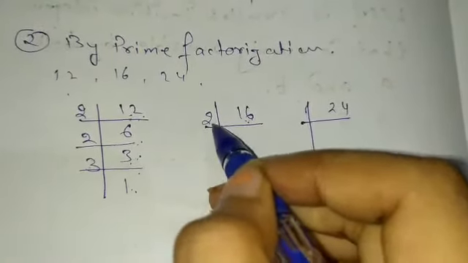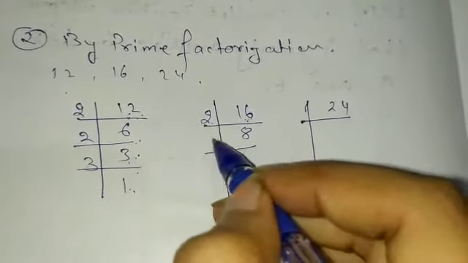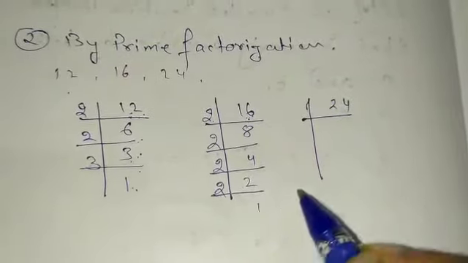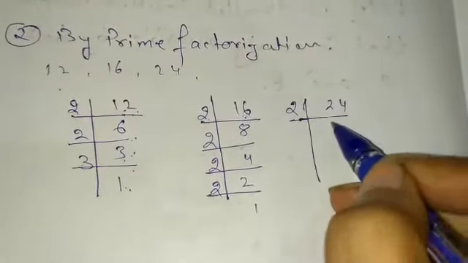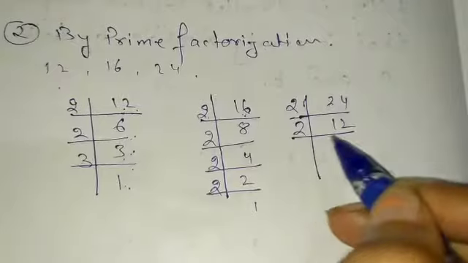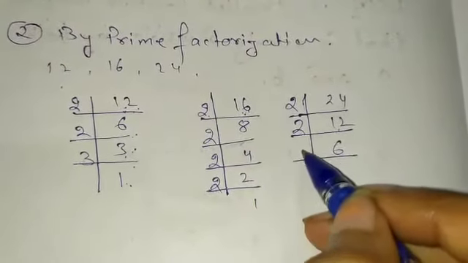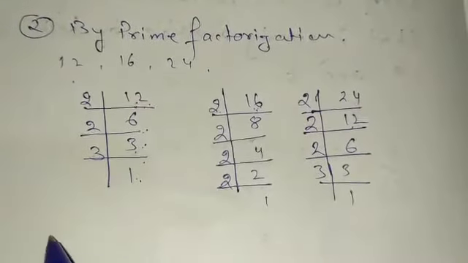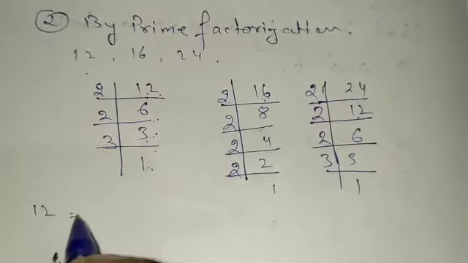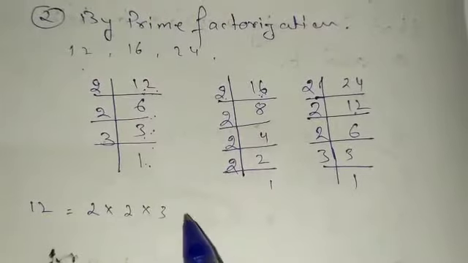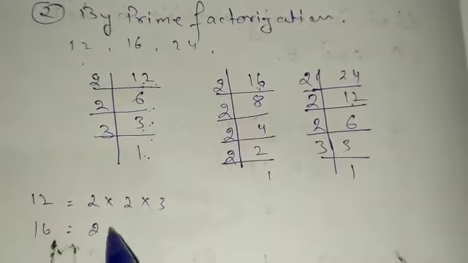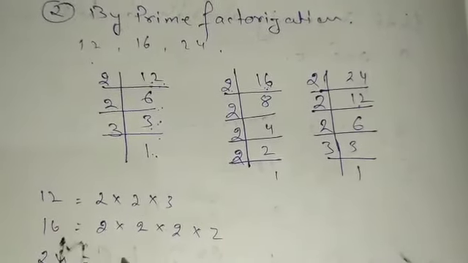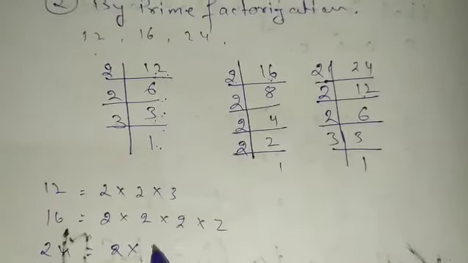Similarly, in 16, 2 8s are 16, 2 4s are 8, 2 2s are 4 and 2 1s are 2. In 24, 2 12s are 24, 2 6s are 12, 2 3s are 6 and 3 1s are 3. Now, the factors of 12 are 2 into 2 into 3. The factors of 16 are 2 into 2 into 2 into 2. The factors of 24 are 2 into 2 into 2 into 3.